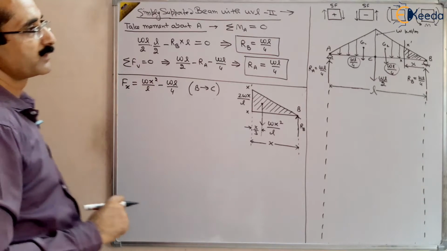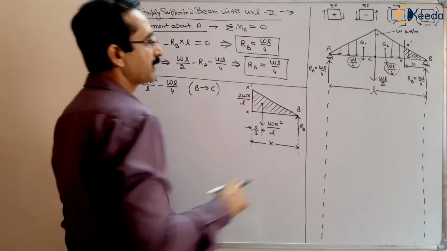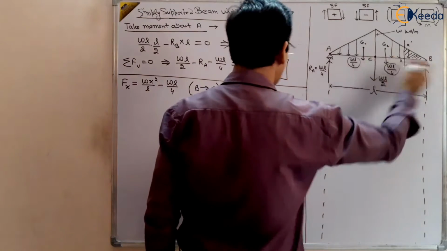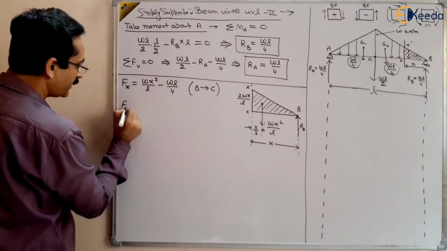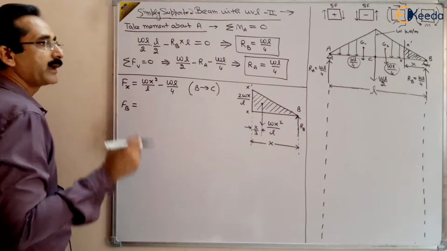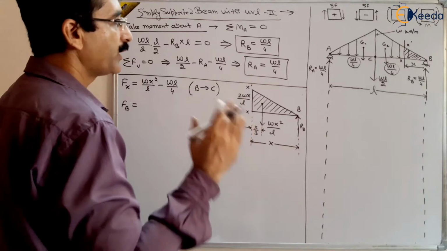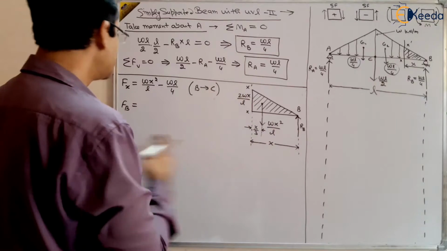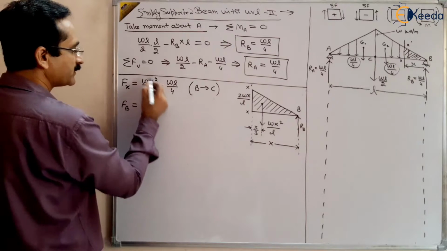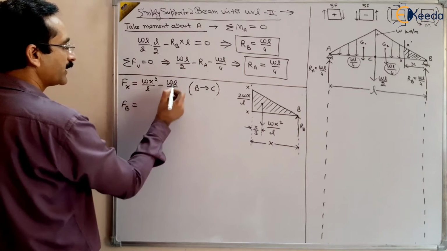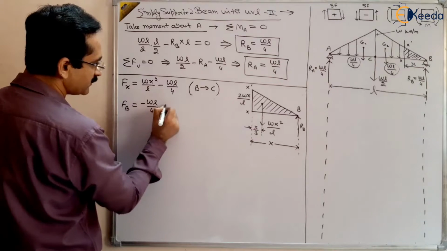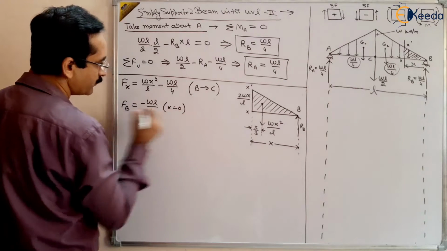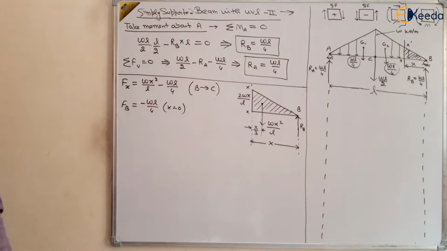Now we can find out the shear force at the peak points, like at endpoints B and C. So what will be the shear force at point B? At point B, x will be 0. So put x equal to 0 here, and you will get minus WL by 4. This is the shear force at x equal to 0.